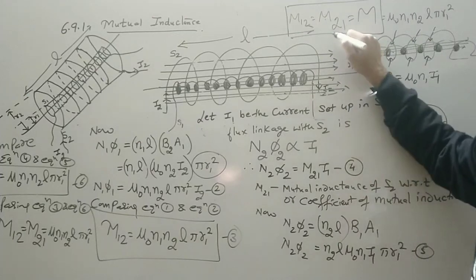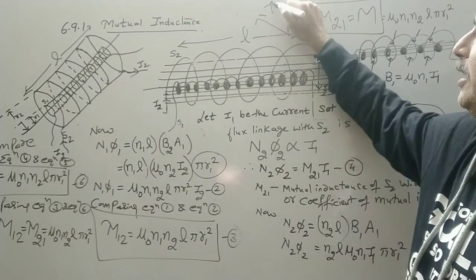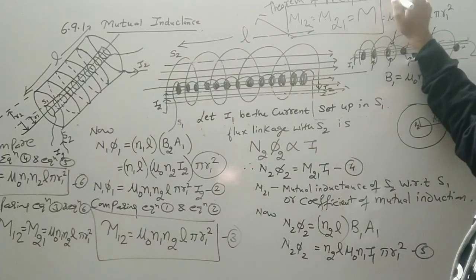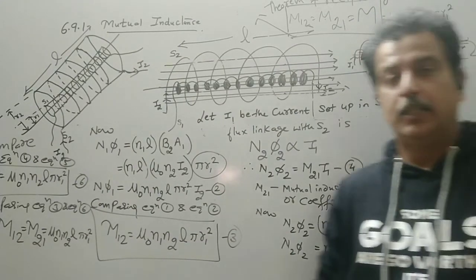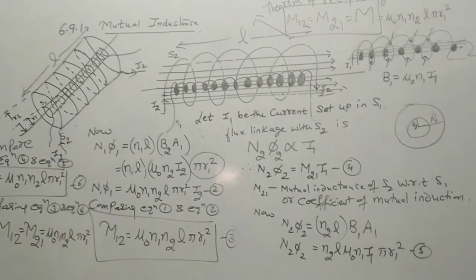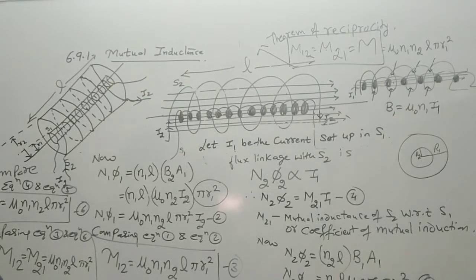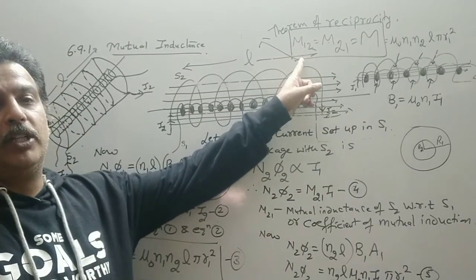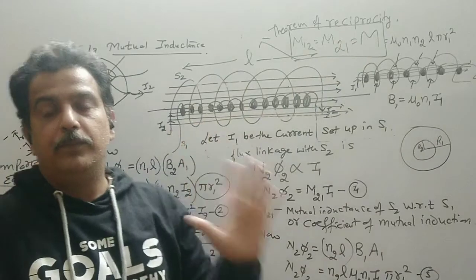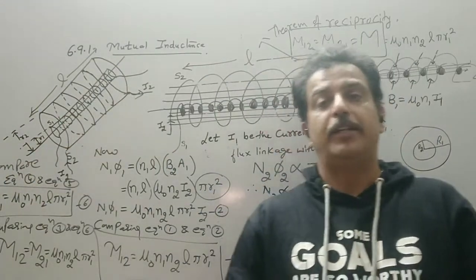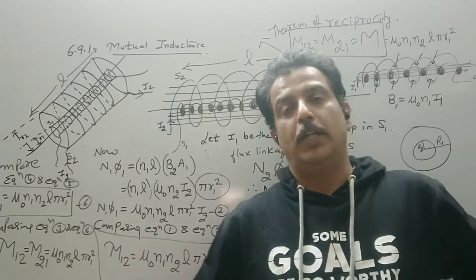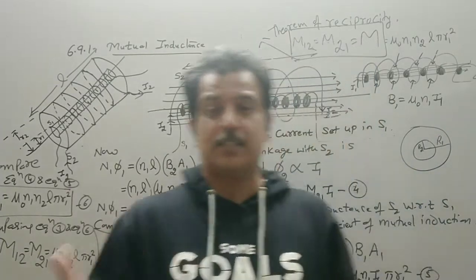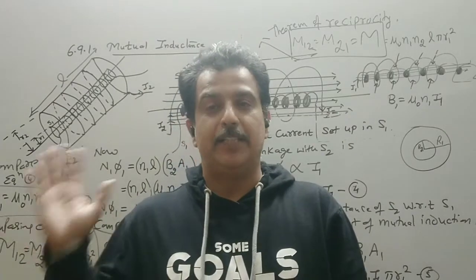This is sometimes called the theorem of reciprocity. So what is the theorem of reciprocity? The theorem of reciprocity is that the mutual inductance of the system of two coils or two solenoids remains the same. That is, M12 is equal to M21 is equal to M. That is the theorem of reciprocity. So this is the mutual inductance of the two solenoids. If you are given a choice to find out the mutual inductance of a system, don't find M12 and M21 separately. They always come out to be the same.